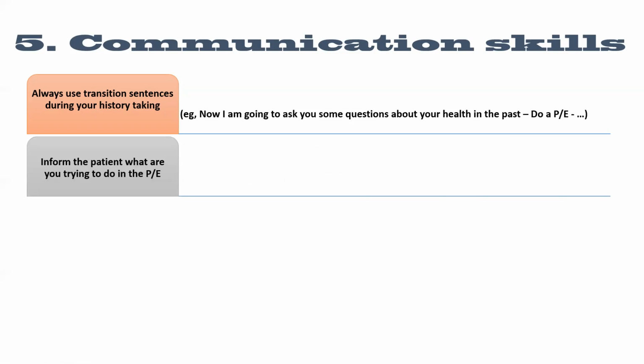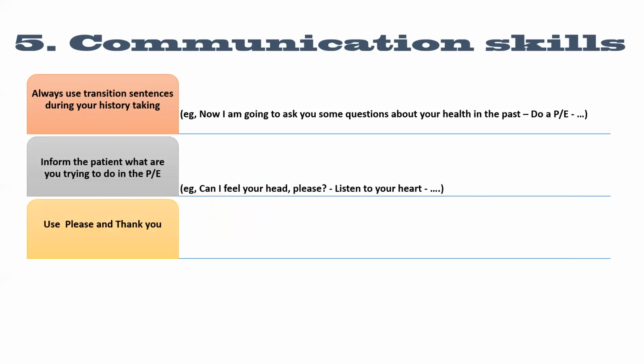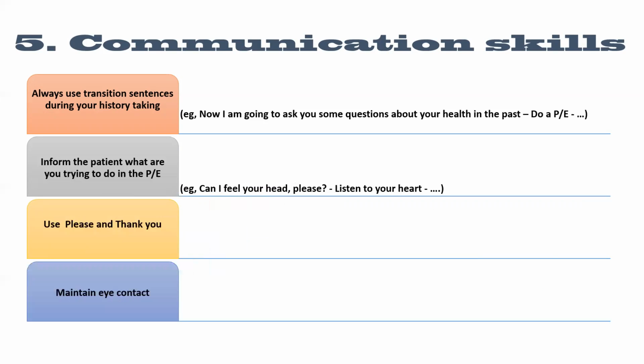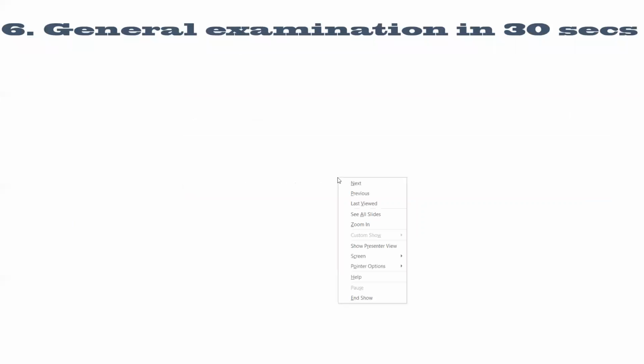Second thing, you should inform the patient what you are trying to do in the physical examination. You should not just open his mouth by yourself or put a stethoscope on his body. You have to tell him, now I'm going to listen to your heart. Now can you open your mouth for me, please? These are, for example, some situations where you should inform the patient. Then you should also use please and thank you every now and then. So you should say, please, can I do this? And then when you finish, you can say to him, thank you. You should always maintain eye contact during the whole encounter.